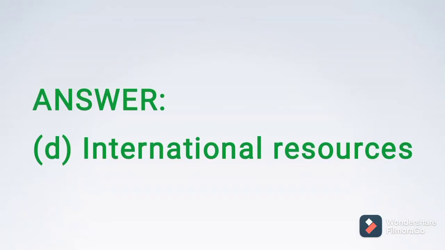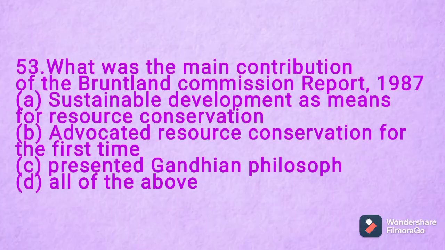And the answer is option D. International resources. 53rd question. What was the main contribution of the Brundtland Commission report 1987? Option A. Sustainable development as means for resource conservation. Option B. Advocated resource conservation for the first time. Option C. Presented Gandhian philosophy. Option D. All of the above.